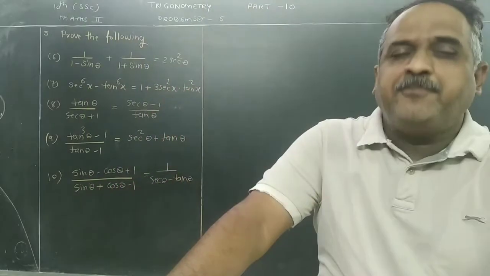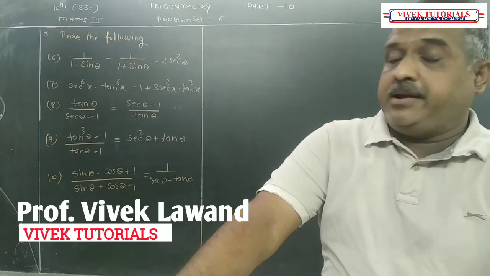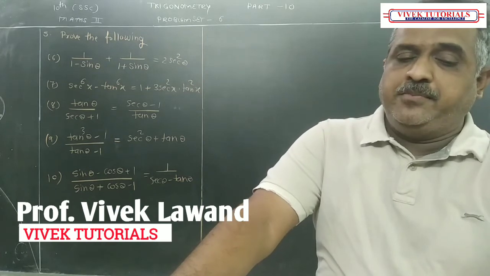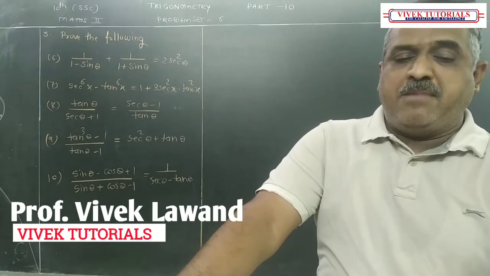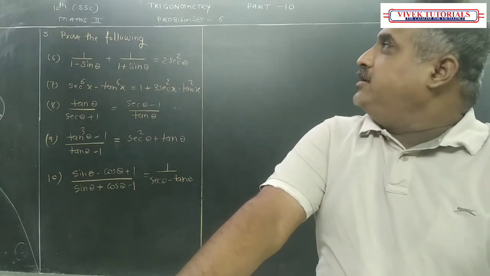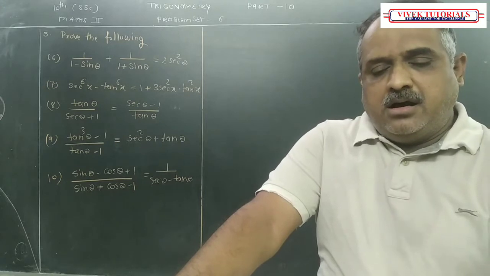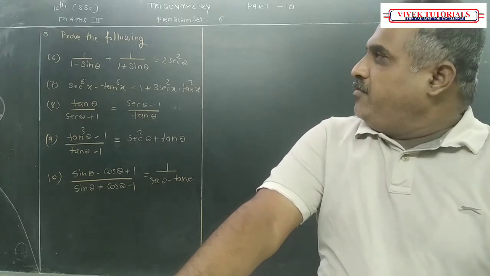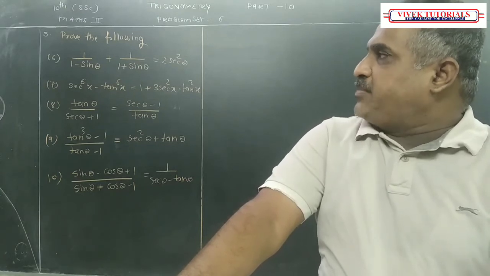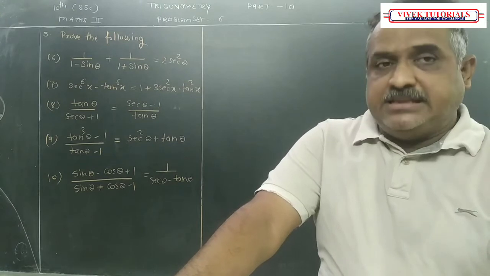Hello students, we are going to continue with the 10th part of trigonometry, 10th standard for SSC Maharashtra board. It is the topic of maths 2 geometry, and we are already on problem set 6, fifth question, prove the following. The first 5 sub-questions we have already finished. Now we are going to do the next 5 questions in this part.